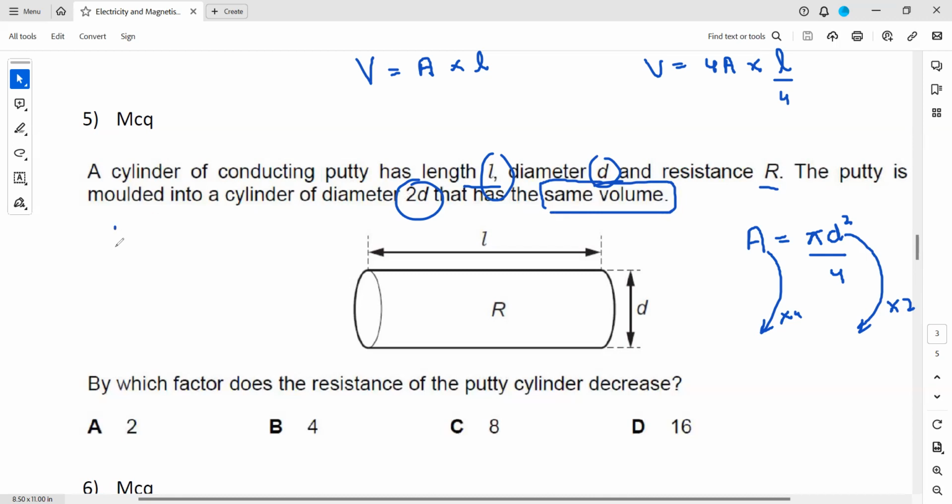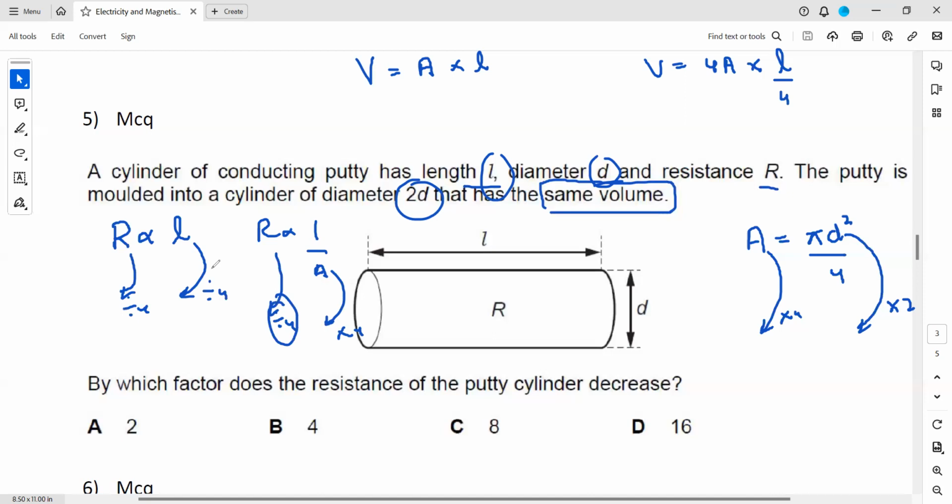And then you use a formula, you can use a ratio. Resistance is directly proportional to length and inversely proportional to cross-sectional area. Because the length has to be decreased by 4, the resistance will decrease by 4. Because the area is increased by 4, the resistance should decrease by 4. So due to the change in area, it decreases by 4, and due to the change in length, it decreases by 4. So 4 multiplied by 4 makes 16. That's why the resistance should decrease by a factor of 16. Is this question clear?